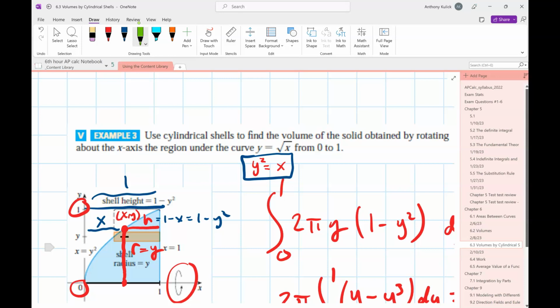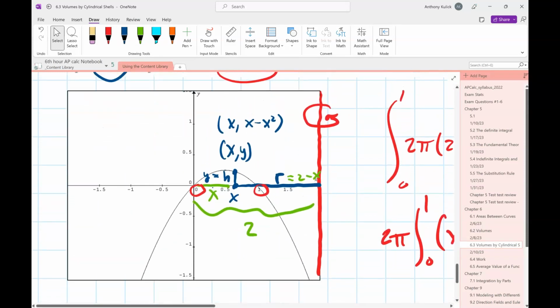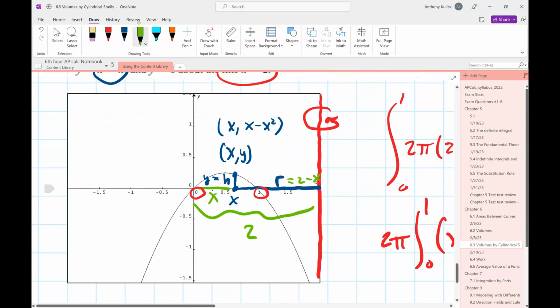How do you know that H is 1? Is that just a given? So this is going to be the height of my cylinder, right? Like I'm building a cylinder like that. So the height is the y coordinate for that x, because that's as high as the function goes.